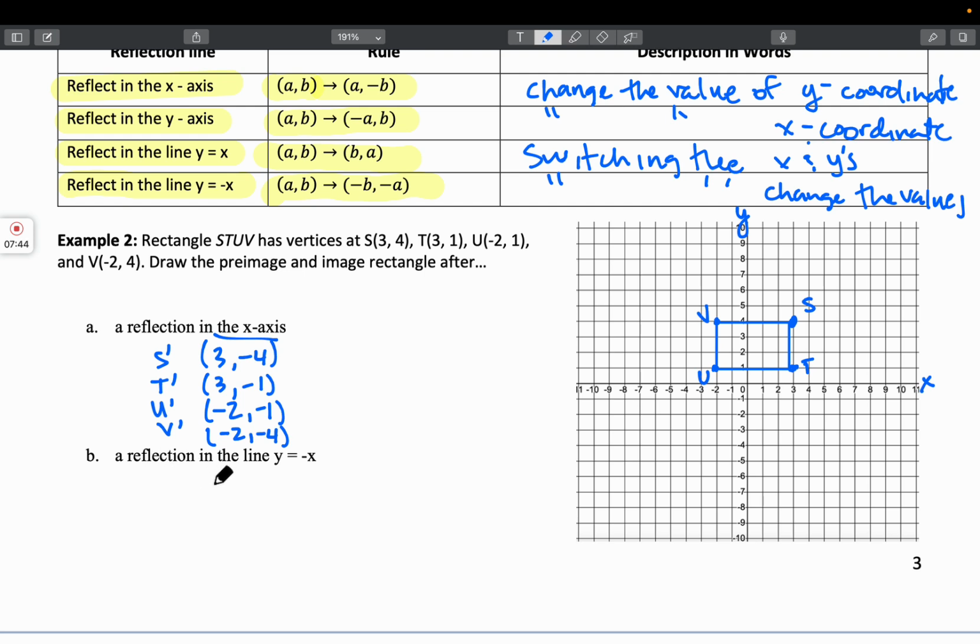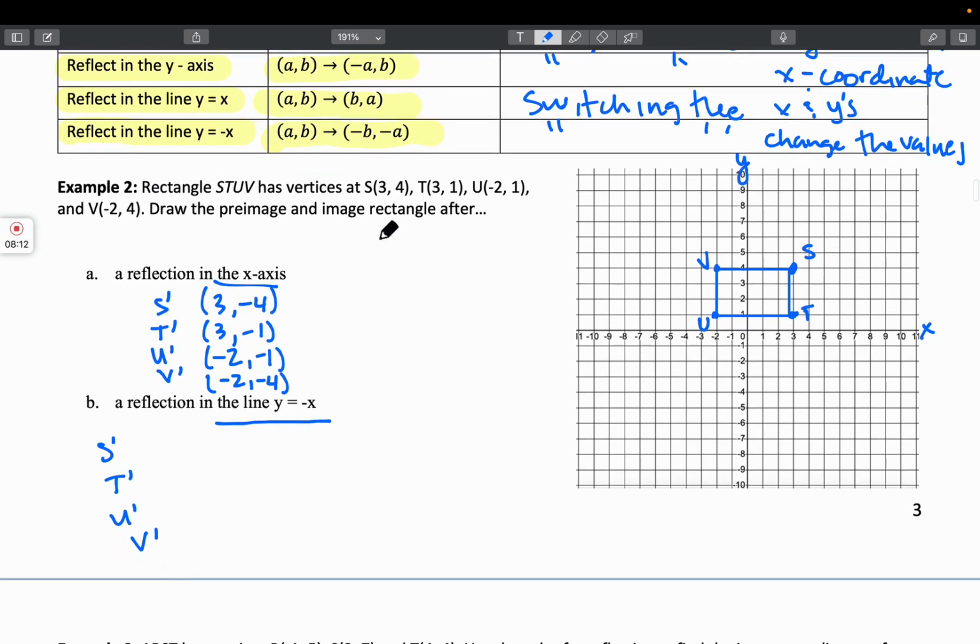Next, we are going to reflect that same pre-image figure, STUV, in the line y equals negative x. So when we reflect in the line y equals negative x, remember, we switch the x and the y, and we change their values. So switch the x and the y and change values. So let's do the same thing here.